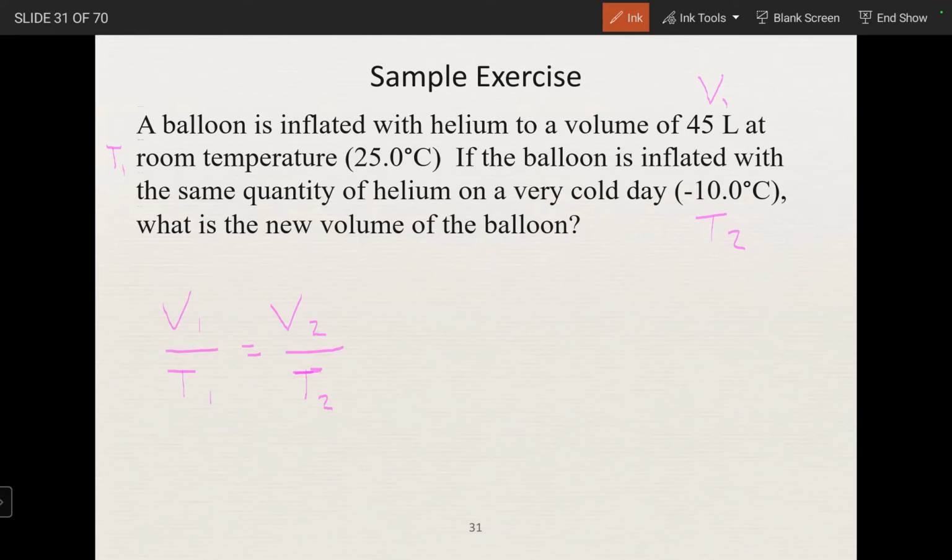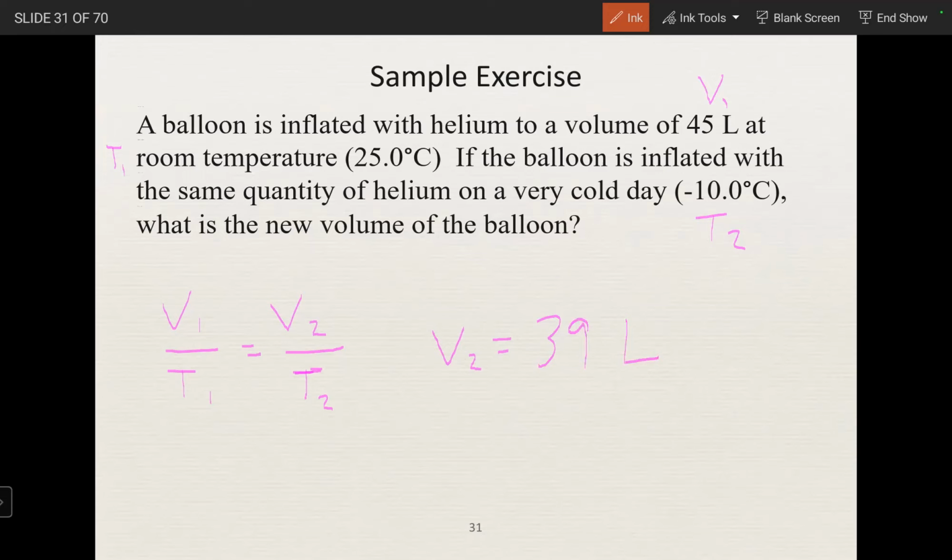And again, the big piece with this, the easiest way to mess this up is to include degrees Celsius, so -10 for one of them, 25 for the other. But we would just want to convert those to Kelvin. And then ultimately, we would solve for V2 and see that we're going to get a volume of a little bit over 39 liters. But with sig figs, that'll be exactly what we rounded to.